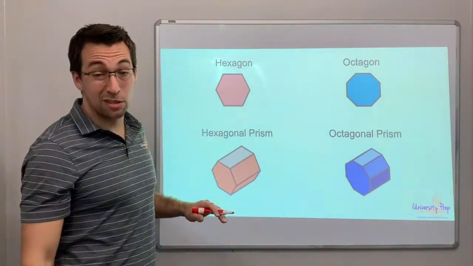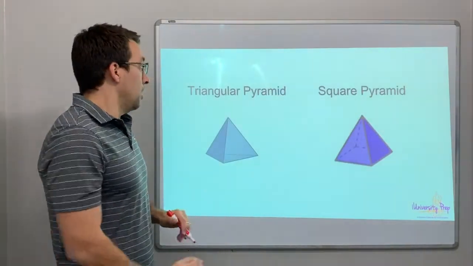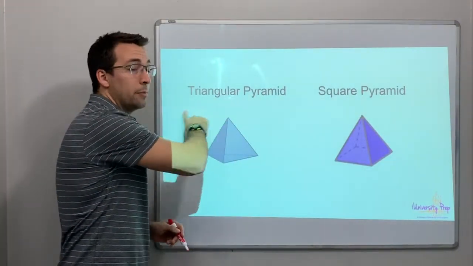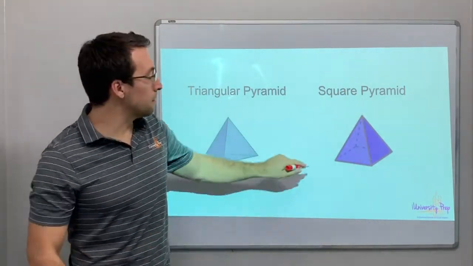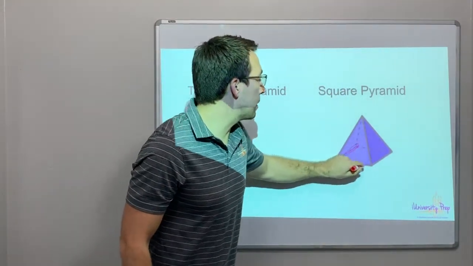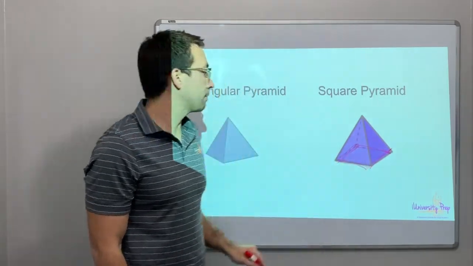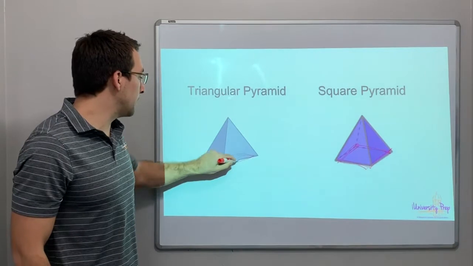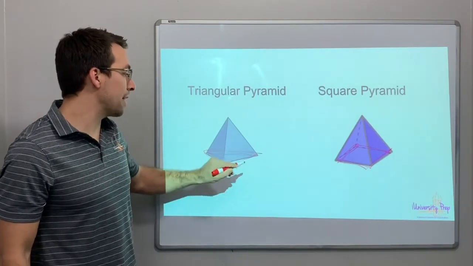Last two shapes, last two solids that I want to draw your attention to. Triangular pyramid, square pyramid. Okay, this is important because the square pyramid has a square base, right? A triangular pyramid has a triangle base. That's all that means.